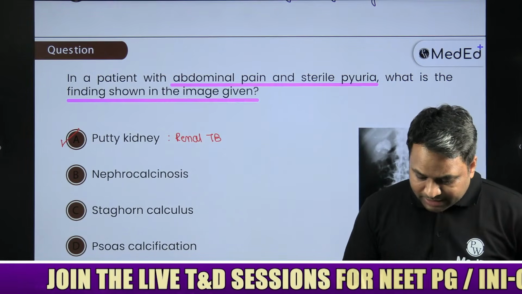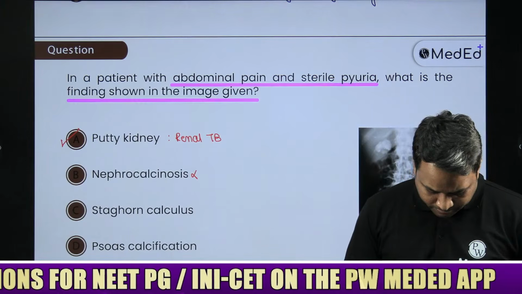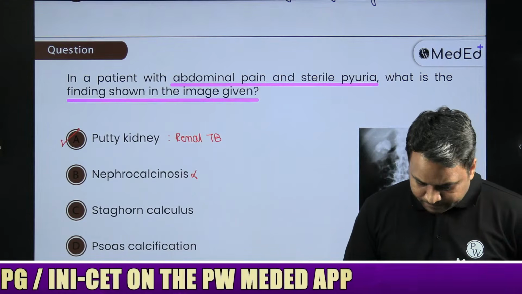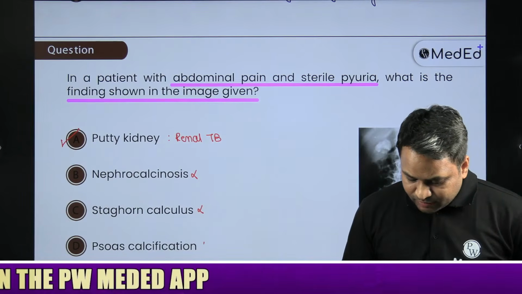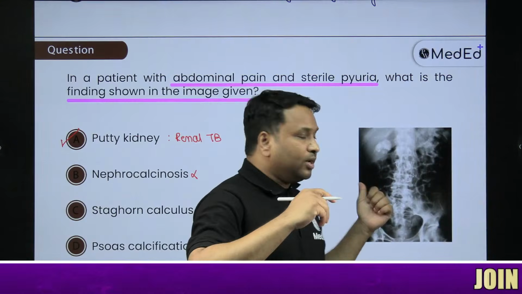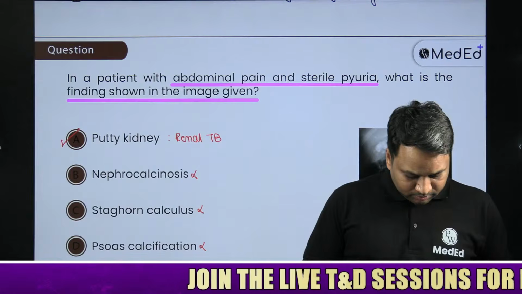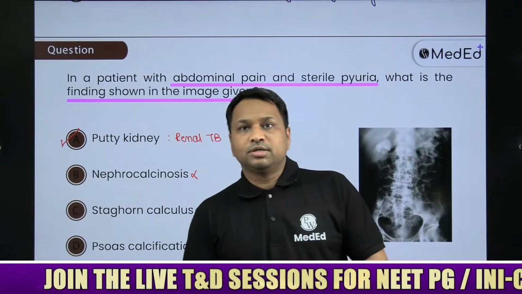It is not nephrocalcinosis. Staghorn calculi will have a staghorn shape only. Psoas calcification will also not look like this. Psoas calcification will have a linear calcification. There's a putty kidney seen in renal tuberculosis. It's the renal tuberculosis.